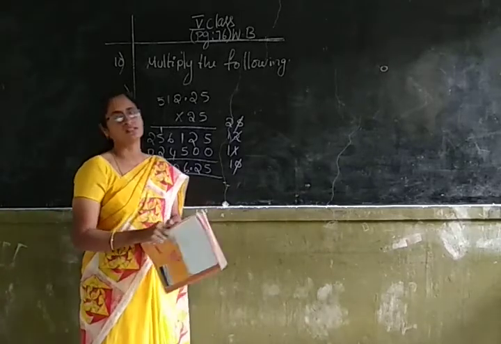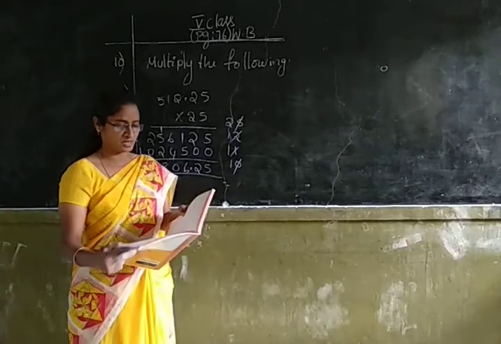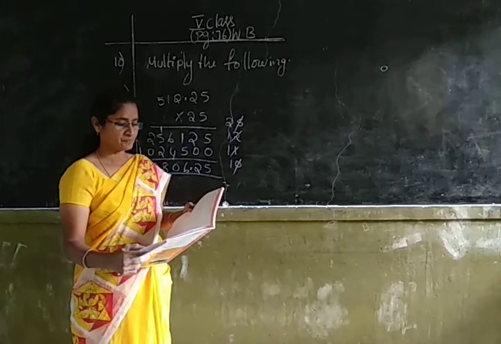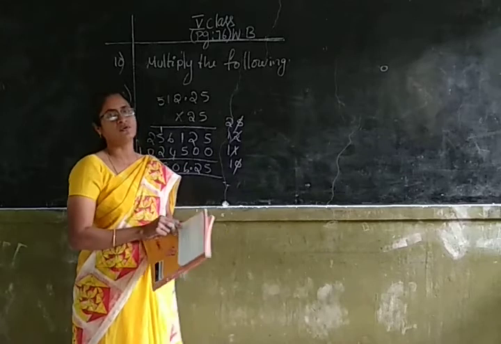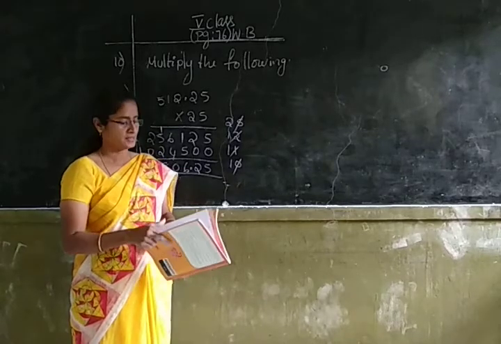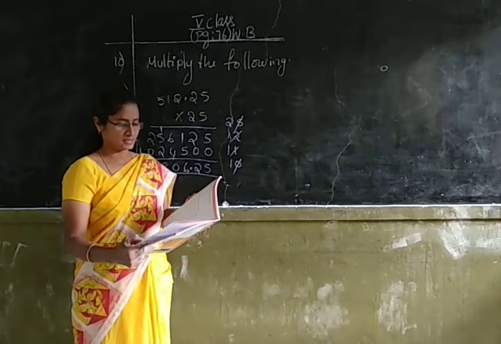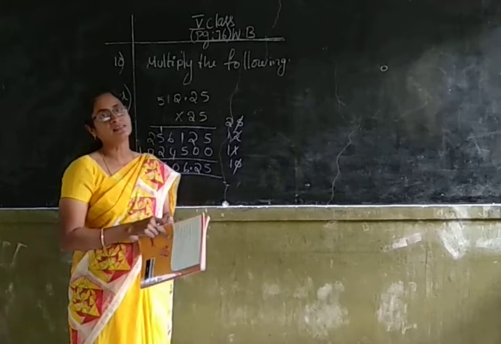Did you understand, children? This is the way of multiplying the decimal numbers. All of you do the 8th C, 9th C and 10th B sums for homework.